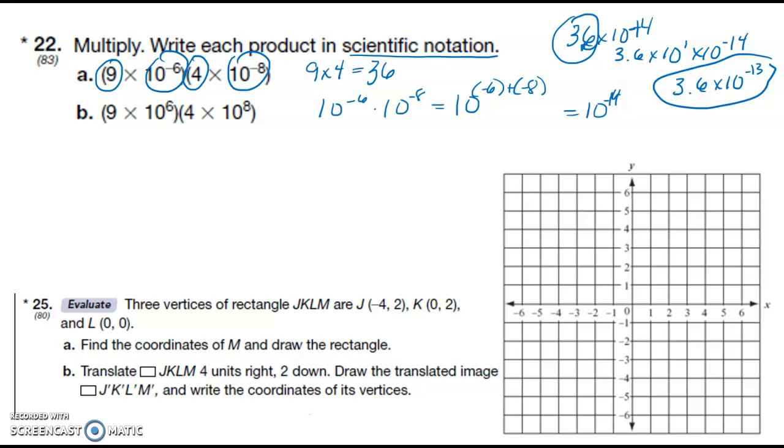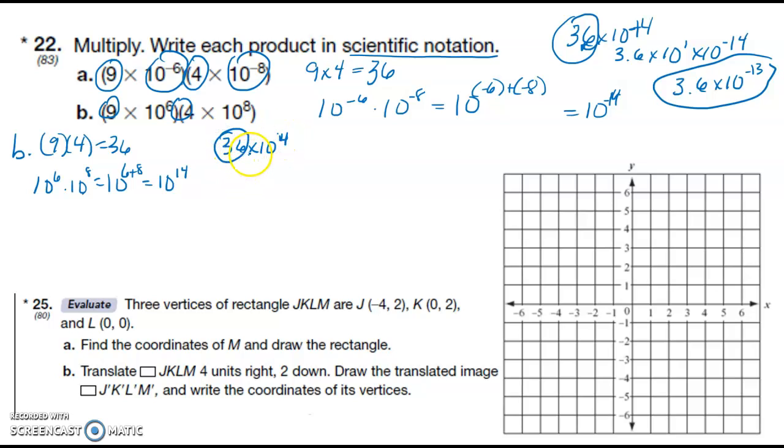All right, let's get another color, or not. Okay. B, 9 times 4. We just did this. 36, and then we have 10 to the 6 times 10 to the 8th, which is 10 to the 6 plus 8, which is 10 to the 14th. So we have 36 times 10 to the 14th. This is not scientific notation because of the 36. We're going to move our decimal one, so we have 3.6 times 10 to the 1 times 10 to the 14th. 1 plus 14 is 15. That is our answer there.